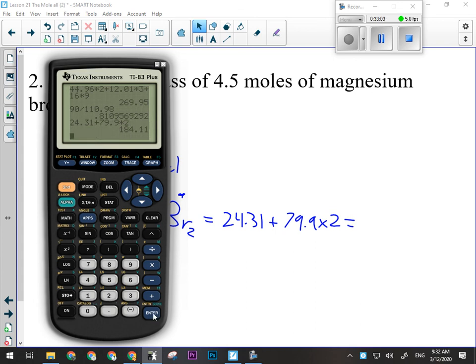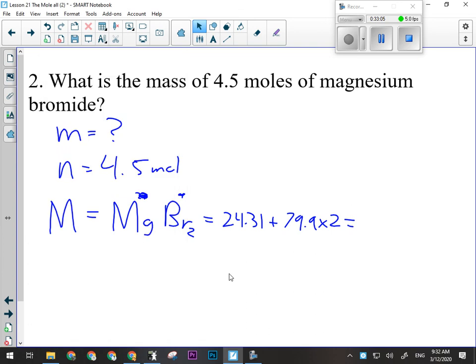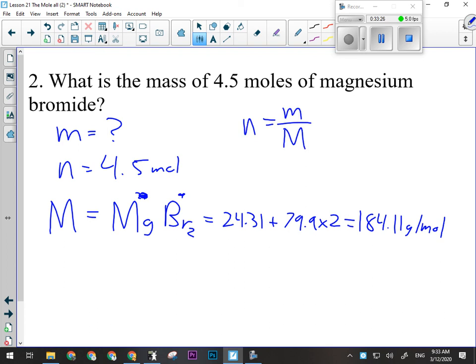Okay, so my molar mass is 184.11 grams per mole. I need to calculate M this time. My initial formula is n equals little m over big M, and I need to move some stuff around so that I get little m by itself.